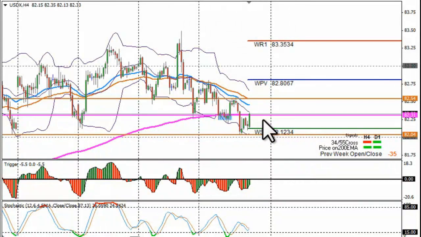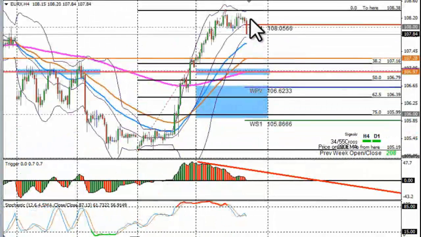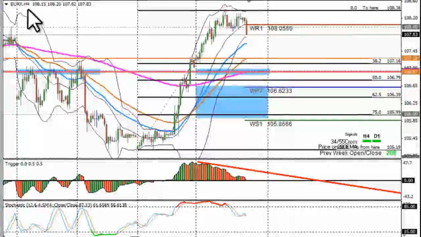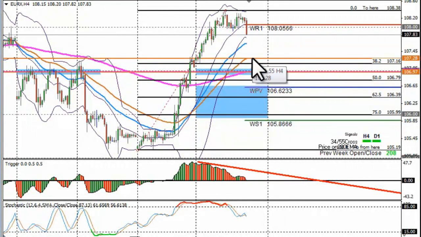It's Friday, and for me, the euro is too high. I'm expecting a big drop, and it's busy happening on the euro index already. Look at this big candle coming down. I'm expecting at least a fall down to 107.29 on the euro index.